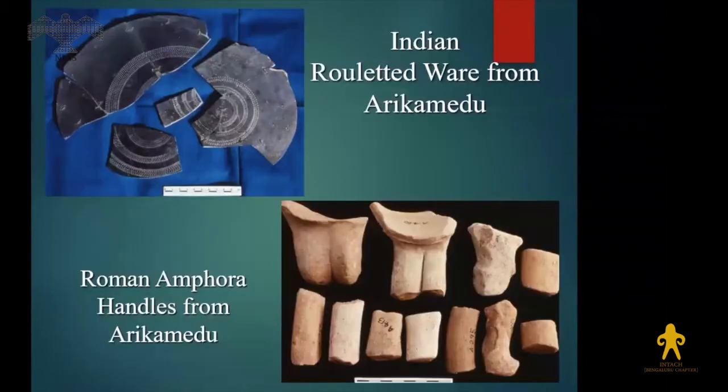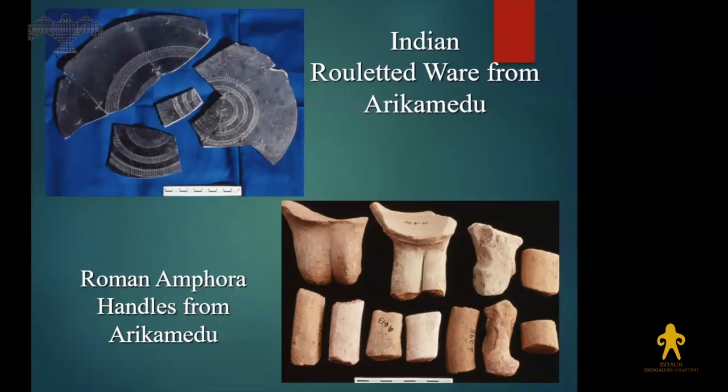We get evidence of Indian rouletted ware. I mentioned earlier, this rouletted ware is found from Berenike in Egypt and also Qusayr al-Qadim in Egypt near the Red Sea, then down to Oc Eo in Vietnam. So you find this pottery in Sri Lanka, Indonesia, and all over Thailand and everywhere. So this particular pottery is evidence for India's connection with the entire Afro-Eurasian world.